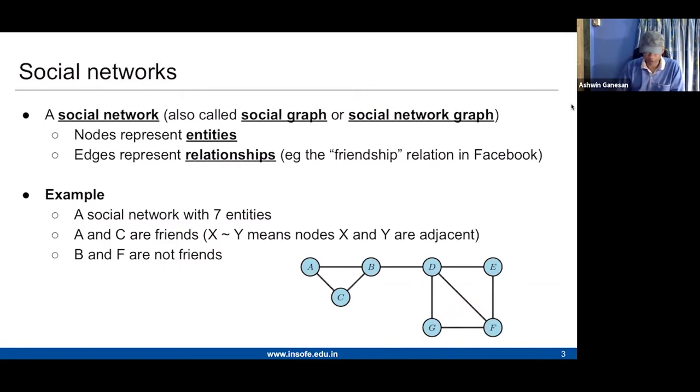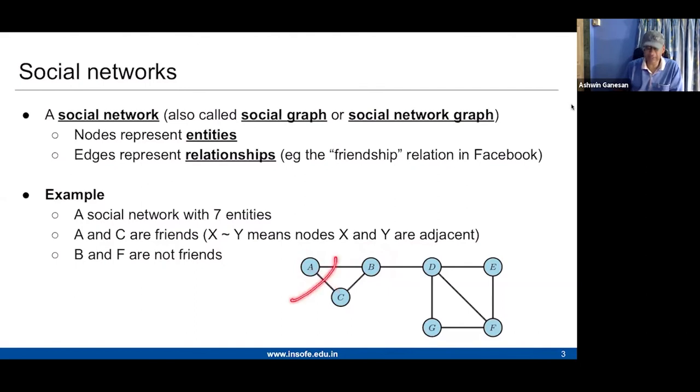In a social network graph, the nodes represent entities. The entities could be people, email addresses, or a lot of different things. We'll look at some examples of social networks. And the edges represent relationships. The simplest example of a social network would be the friendship graph in Facebook. You can imagine that you have 7 people here who each have their own Facebook account, and person A and person B are friends on their accounts. Similarly, A and C are friends.